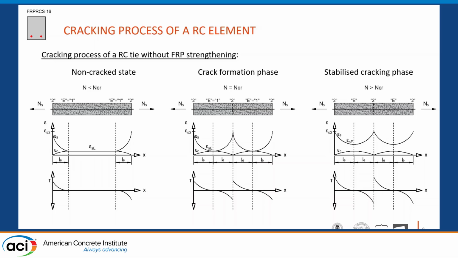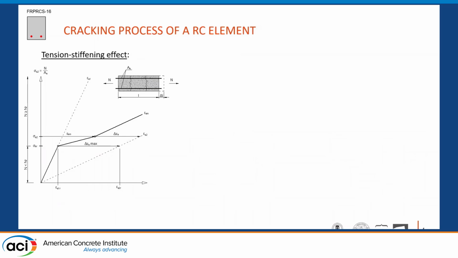If we put this in another shape, we can talk about the tension stiffening effect, which we all know, that is, the contribution of concrete in between cracks. In this graph, we can see the typical graph of the tensile force in the reinforcement, in this case steel, depending on the mean strain value.